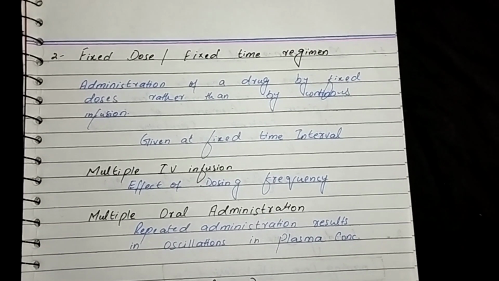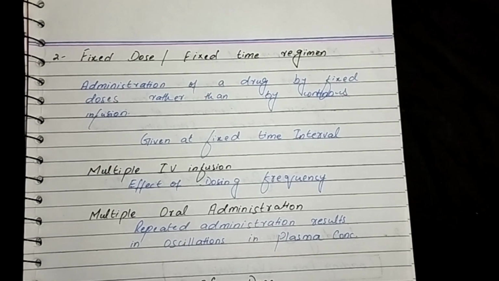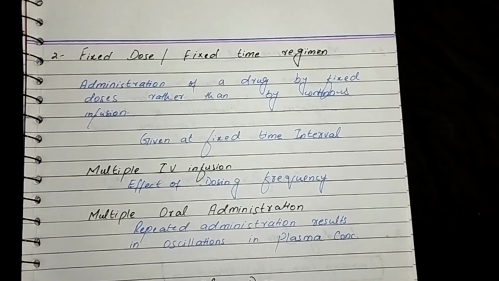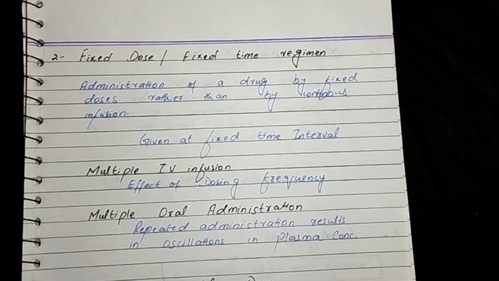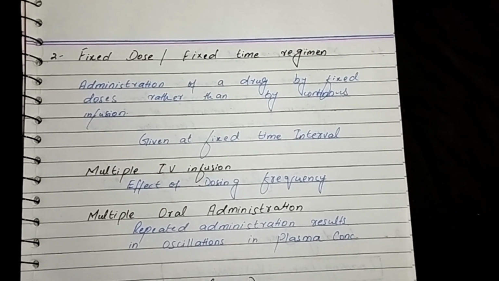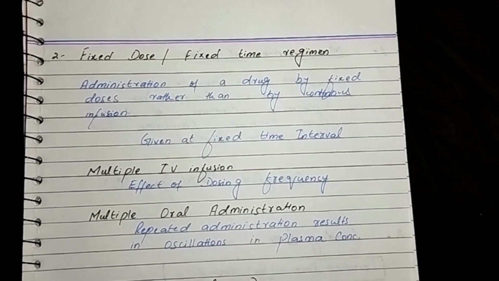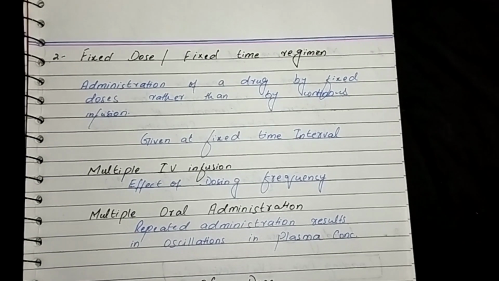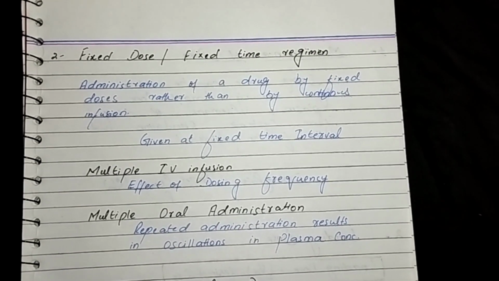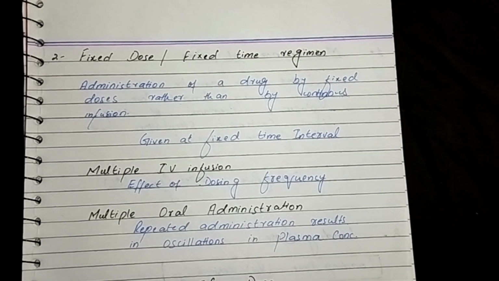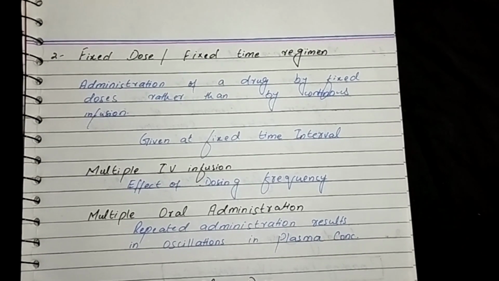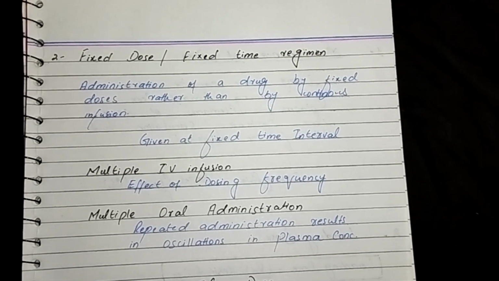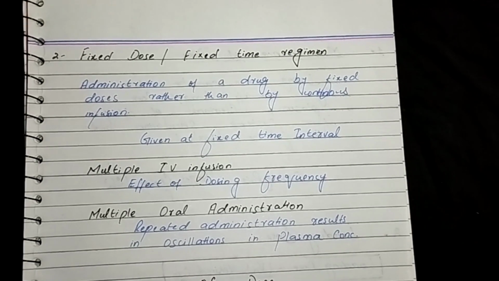However, fixed dose is given at fixed time intervals, such as with multiple IV injection or multiple oral administration, and results in time-dependent fluctuation in the circulating level of drug, which contrasts with the smooth ascent of drug concentration observed with the continuous infusion. Now we see how multiple IV injections affect.